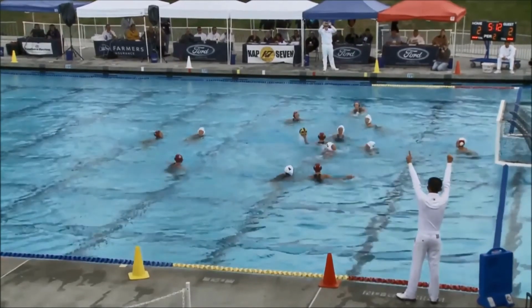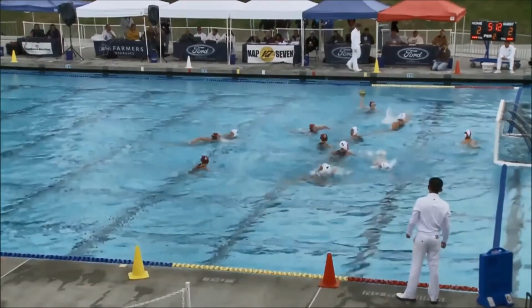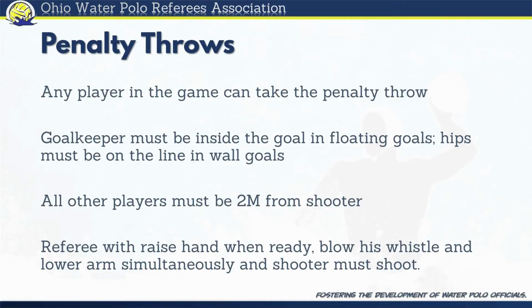Yeah, you know, the holding, sinking, or pulling back inside 6 meters, right? That's what we're talking about there. Penalty throws. So these are akin to penalty shots in soccer. So any player in the game can take the penalty throw, including the goalie now. In a floating goal situation, the goalie's head must be completely inside the goal. On a wall goal, we just need hips on the goal line.